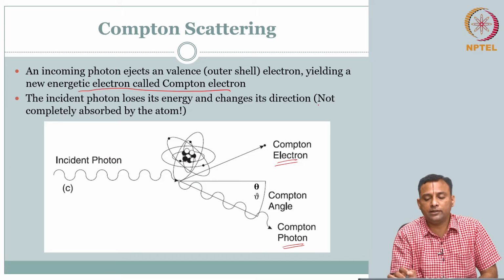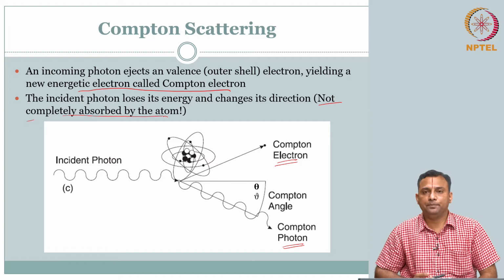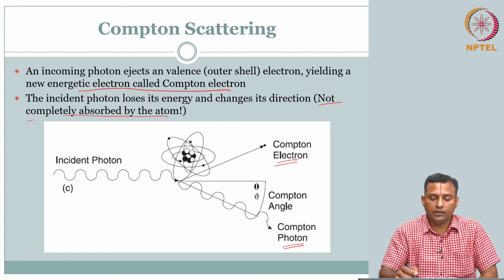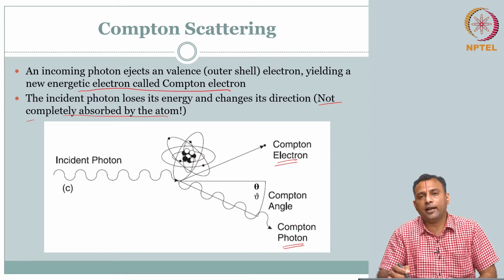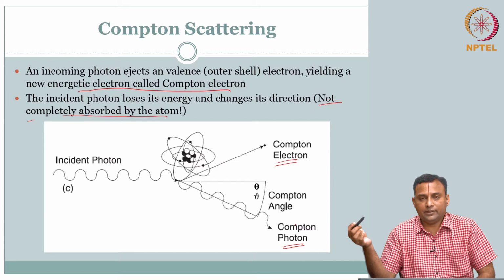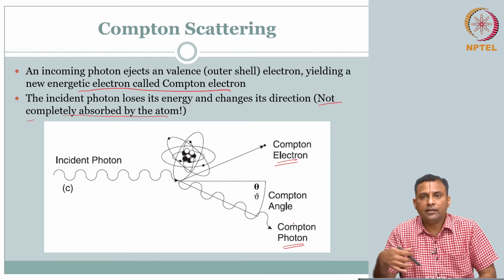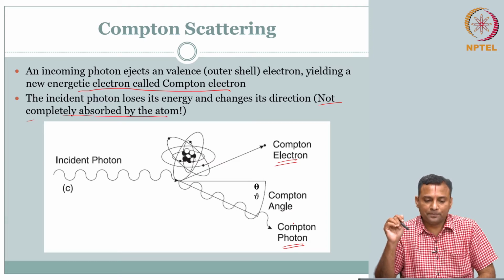So this is the key: it is not completely absorbed by the atom, and so it can essentially go on from here. If the Compton photon has enough energy, it can do the photoelectric effect. It's just that after this it proceeds. Clear? So, that is for your Compton scattering.